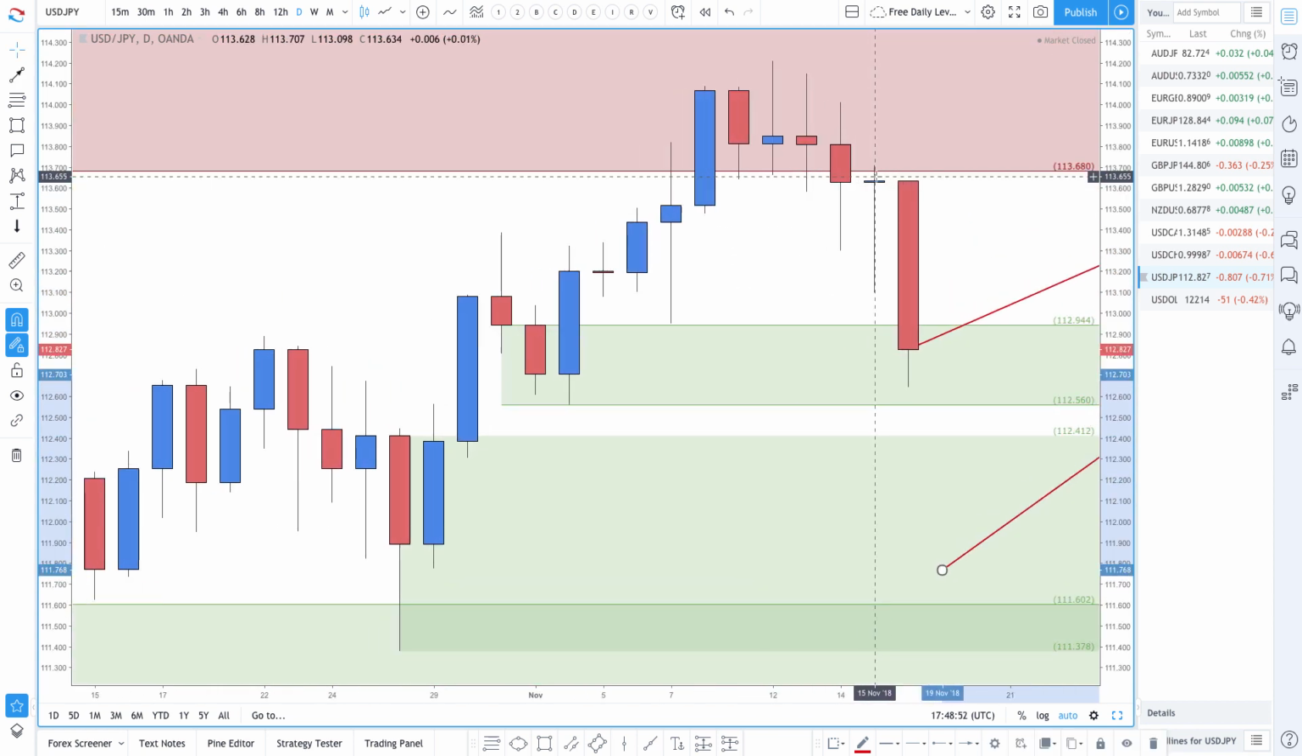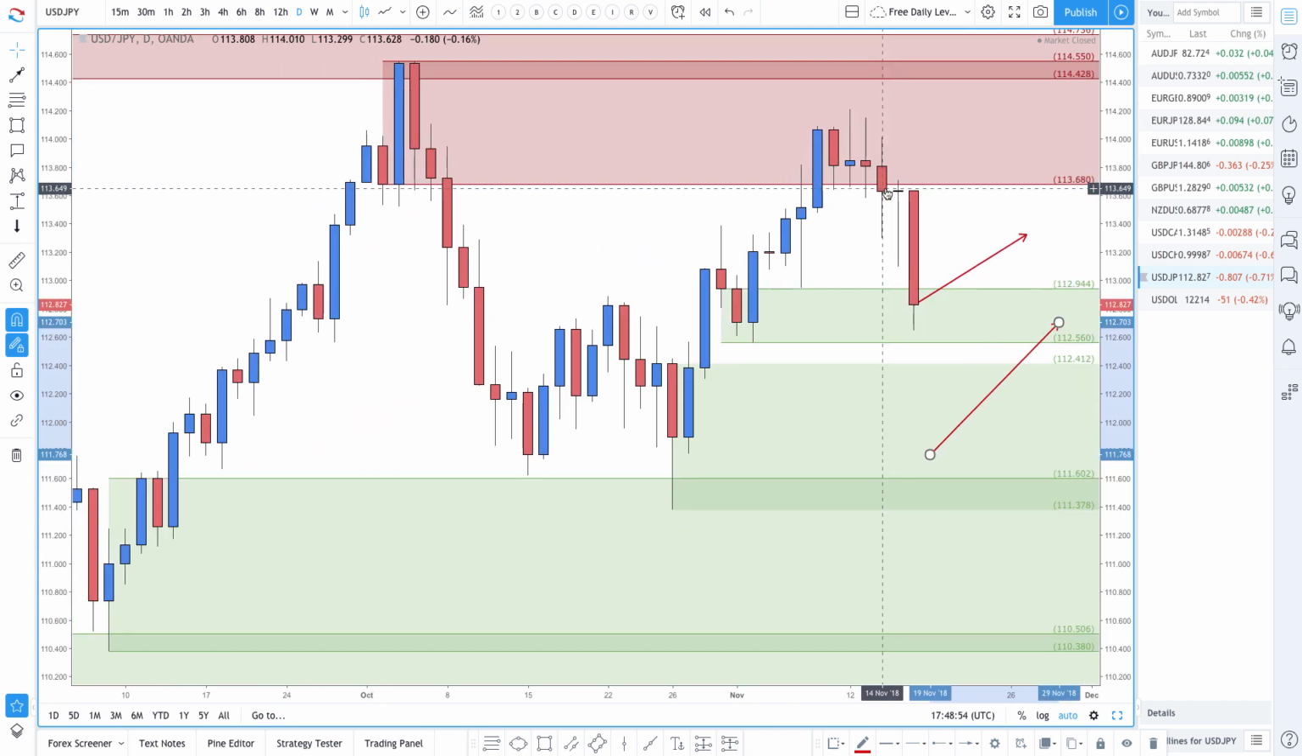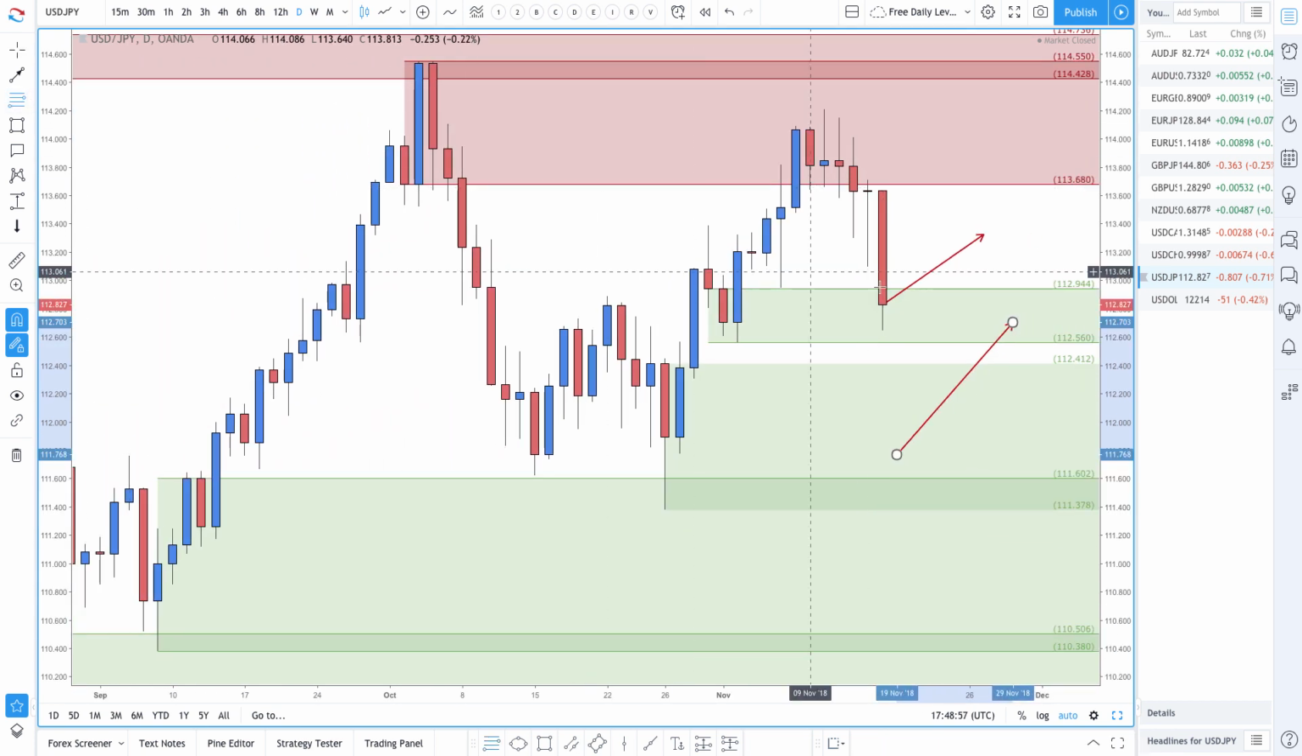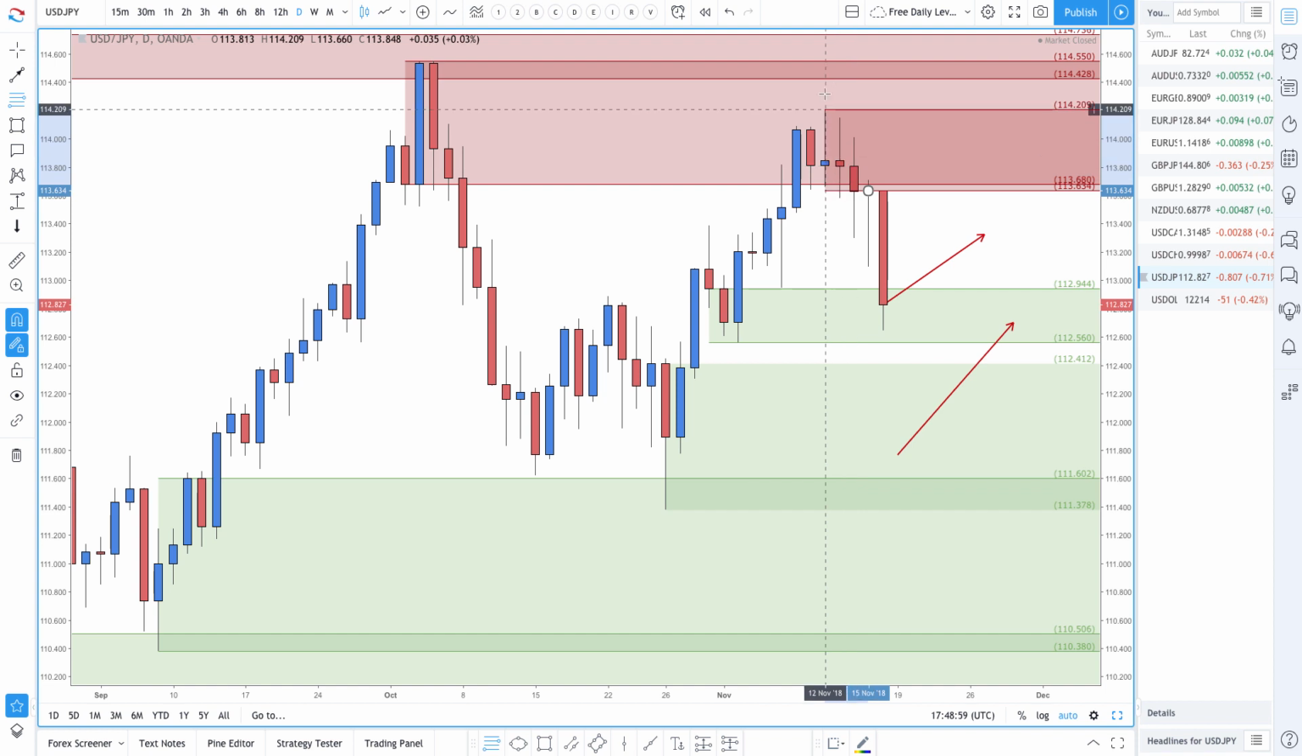If you're looking to get short, then there is a supply zone, and we created a new one just right here.